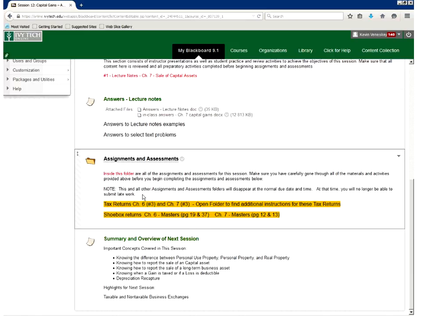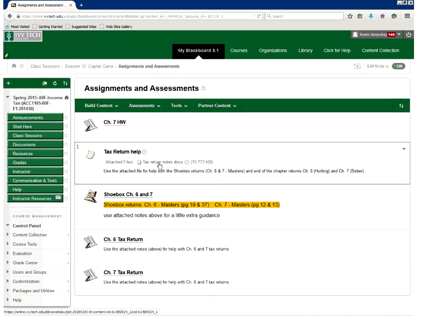If you go into the assignments and assessments folder, as I'll do in just a second, and then the regular tax returns for chapter 6 and chapter 7 where you answer the multiple choice questions or fill in the blank. When we go into the assignments and assessments here, open up this tax return help, and hopefully that'll give you some good pointers on some of the new things with these tax returns.